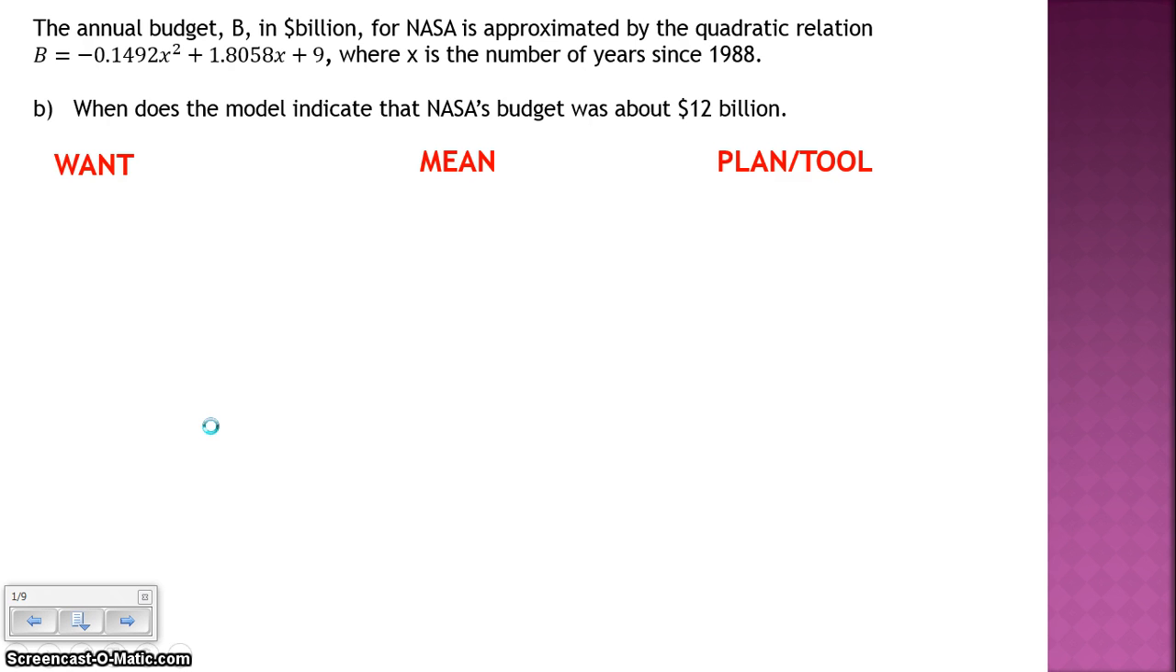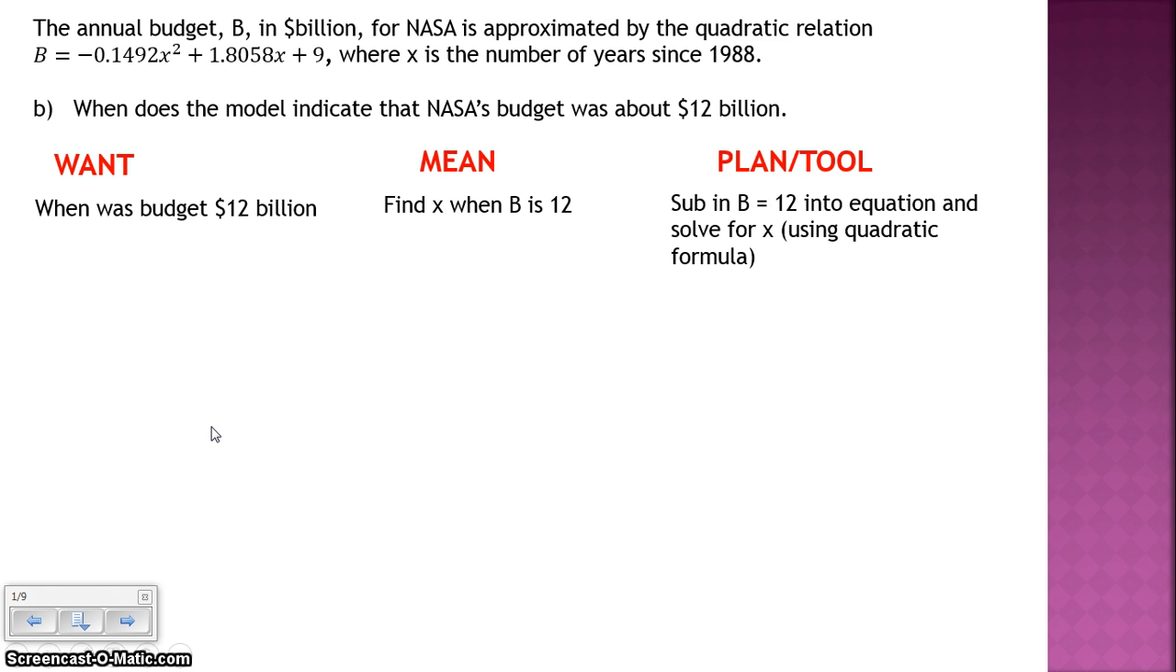Let's do part B. So part B, when does the model indicate that NASA's budget was about $12 billion? Again, we're going to break this down into want, mean, and plan. So again, what does it want? It wants to know when was the budget $12 billion? Okay, what does this mean in terms of our quadratic relation? We want to find X when B is 12. Right, so we're going to sub B equals 12 into the equation, and we're going to solve for X.